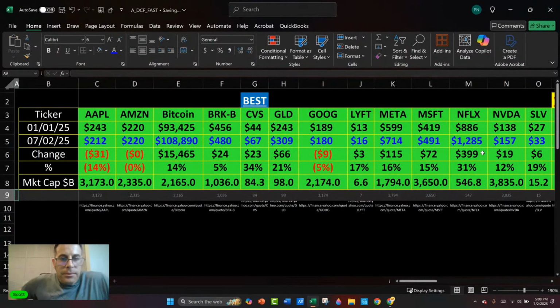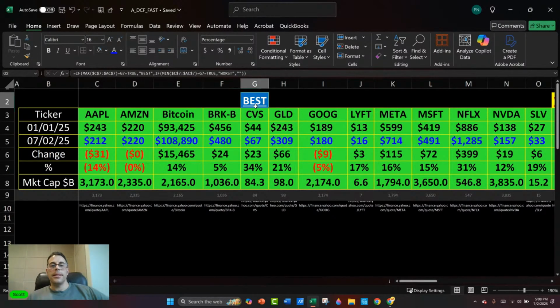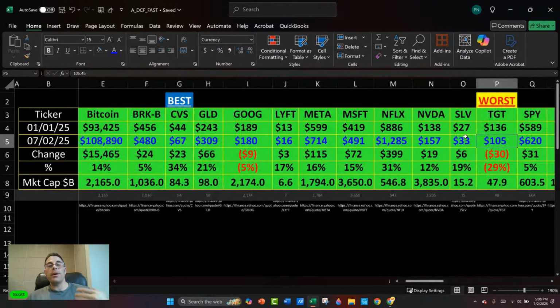Okay, so the best performing stock is CVS. It's up 34% for the year. And Target, which is a very similar company, is down 29%. Tesla will grow. It doesn't matter if you like him or not. Exactly.